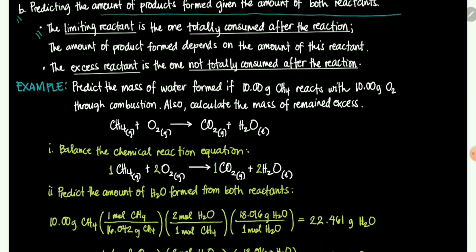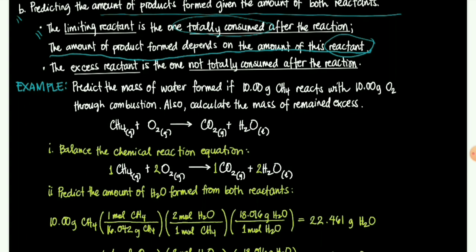So the limiting reactant is the one totally consumed after the reaction. Siya lang yung nauubos after the reaction is finished. Okay? So the amount of product formed depends on the amount of this reactant. So kasi limited lang yung amount ng reactant na to dun sa reaction. So dito lang din malilimit, or yung limiting reactant yung maglilimit sa amount ng products formed.